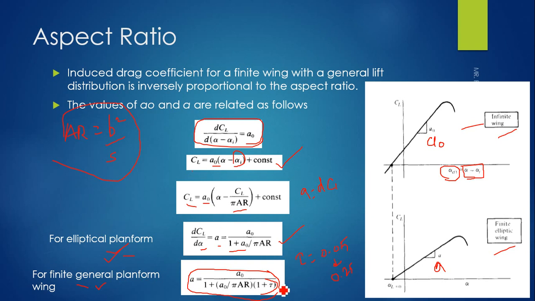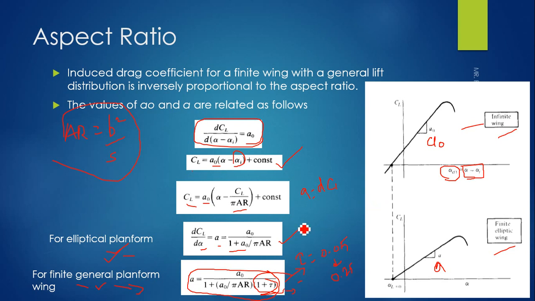It's a constant. I will tell you what it is later. For now just note down this value only. So for a finite general wing, we have this formula: a naught divided by 1 plus a naught divided by pi AR into 1 plus tau. This tau is related to the span efficiency factor. I will explain it to you in the next class. Okay, just note down these things.